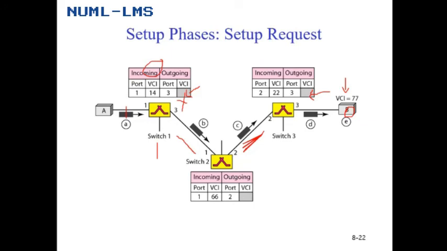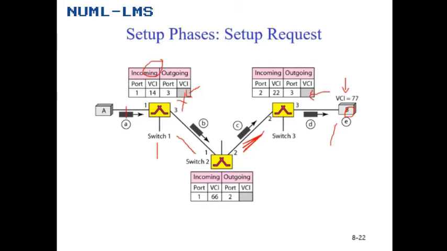The incoming was port number 2 with VCI 22 and outgoing was port number 3. Our destination was B. It receives a set of frames, and if it is already receiving frames from A, it assigns a VCI to the incoming frame that comes from A. In this case 77. This VCI lets the destination know that the frame comes from A and not from other sources.